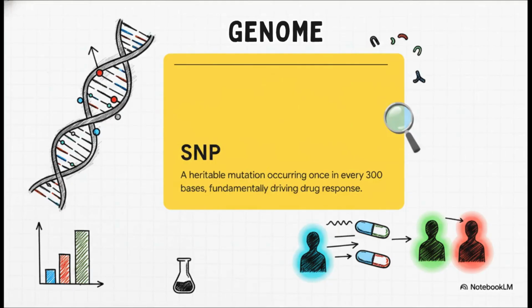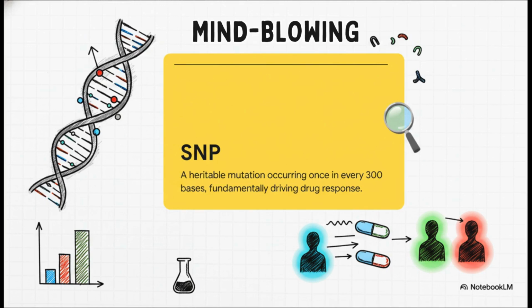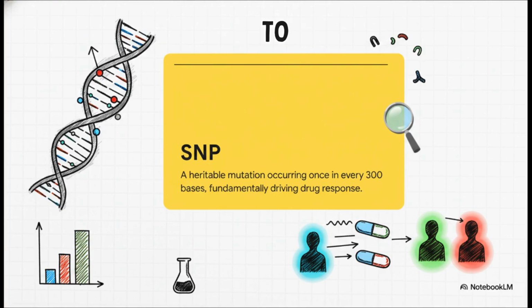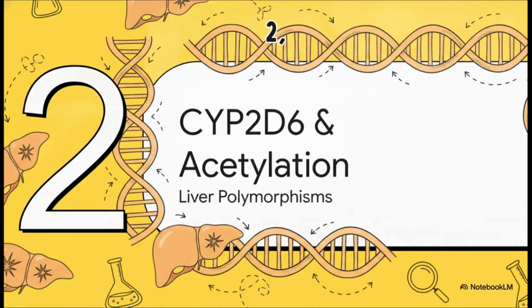Now zooming way in, our genome is basically our complete DNA instruction manual. And the most common way these genes vary from person to person, that's the SNP, or single nucleotide polymorphism. You absolutely have to define this clearly in your exam. A SNP is a heritable mutation that pops up once in about every 300 bases. That means there are roughly 10 million of these little variations scattered across the human genome. It's actually mind-blowing when you think about it. Just a tiny single-base mutation, literally one single letter changing in the DNA code, can completely change how your patient responds to a drug.